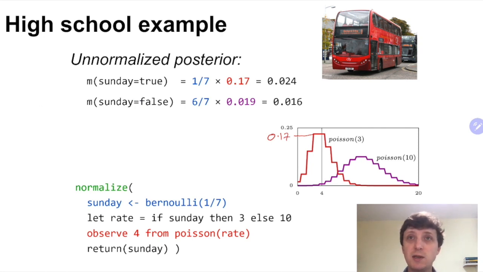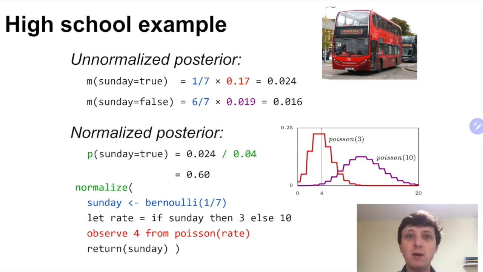When it's not a Sunday, when Sunday is false, then the likelihood is this thing here, which is much smaller, 0.019. We multiply that by 6/7, which is the probability that it's not a Sunday, and we get 0.016. But those two numbers, 0.024 and 0.016, don't sum to 1, so they're not a probability distribution. They form a measure that's unnormalized. The thing to do now is to divide by a normalizing constant, which is the sum of 0.024 and 0.016, which is roughly 0.04. I'm rounding all of these numbers a little bit.